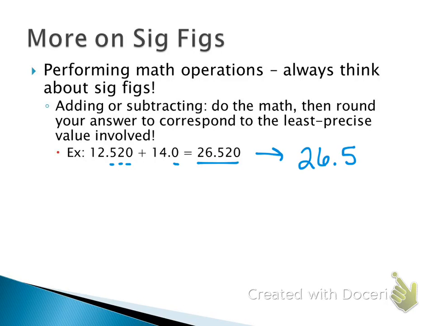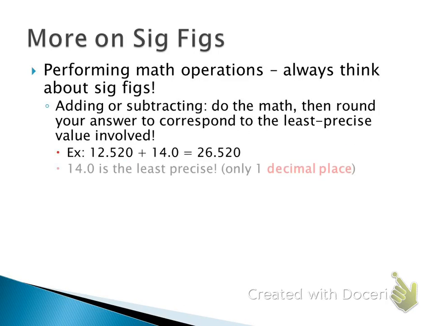26.5. That's it. Okay? So the reason that happens is because if one of my measurement tools is much less precise, that means that my answer can't be any more precise than that. Okay? If one of my measurement tools only allows me to measure to 1 decimal place, I can't have an answer that's got 3 decimal places because that contradicts each other. Okay? So just think about it in terms of that. All right, questions there? Okay. 1 decimal place, we round to 26.5.